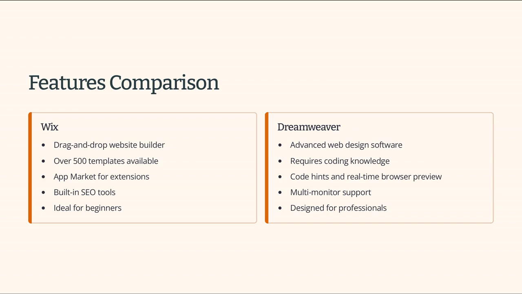Next, we look at pricing. Wix has a free version and premium plans ranging from $14 to $39 per month. It also offers specialized business plans. Adobe Dreamweaver is part of Adobe Creative Cloud, which costs $20.99 per month for a single app, or $52 for all apps. Annual plans are cheaper. Keep in mind, Dreamweaver requires other Adobe software for full functionality, potentially increasing costs.